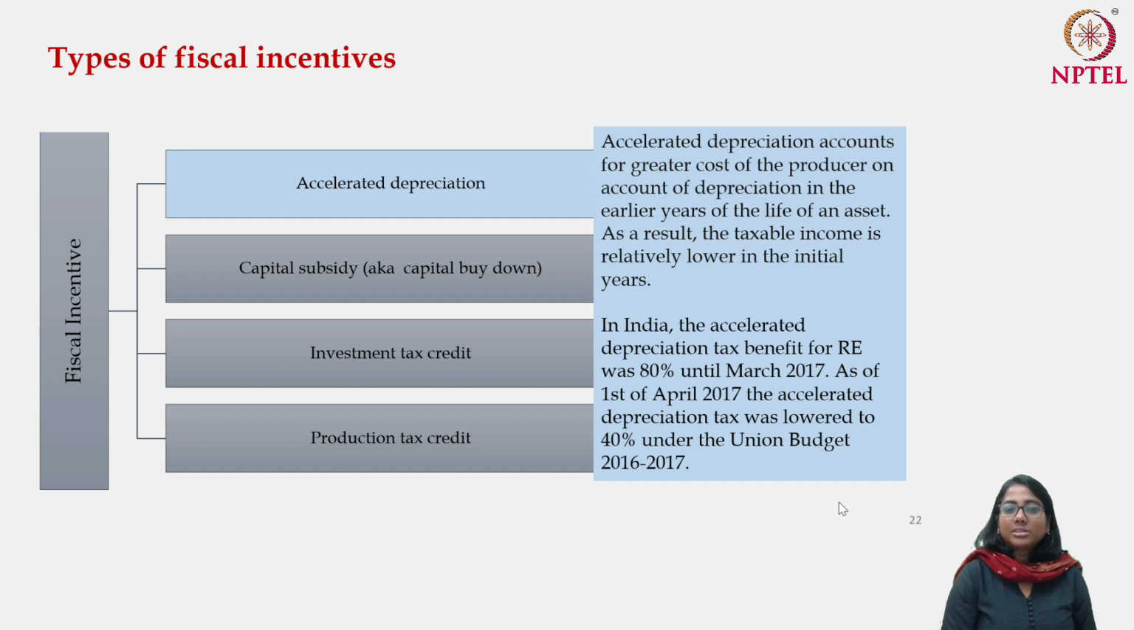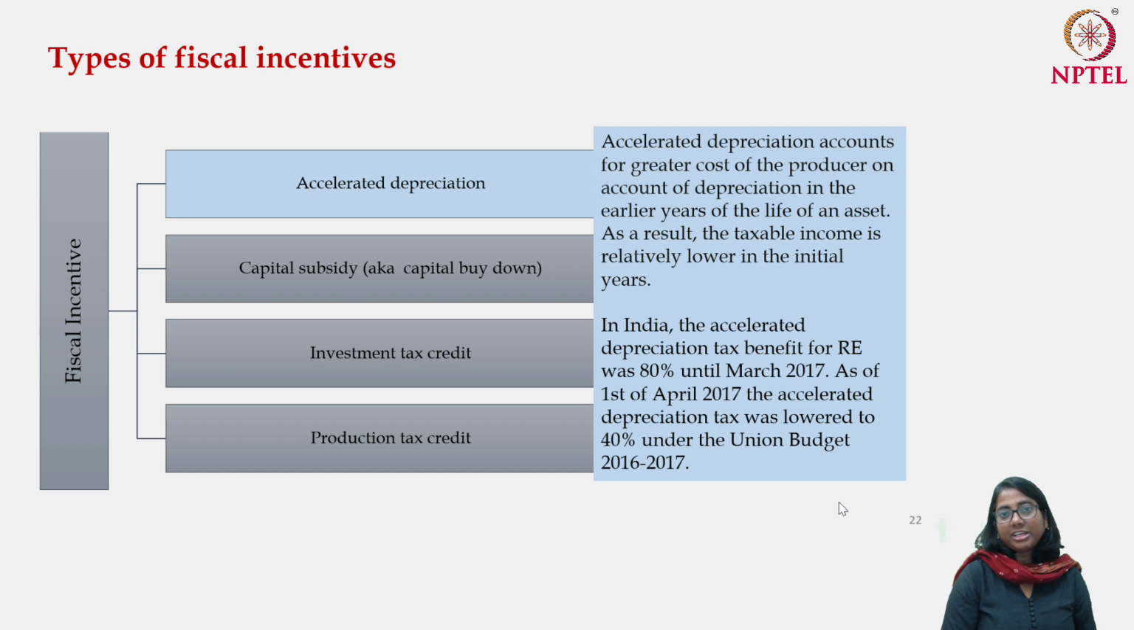And therefore this accelerated depreciation has both an economic as well as technical grounding in itself. In India, we actually have the policy of accelerated depreciation, but until March 2017, it was 80% accelerated. So in the first year, you could have shown 80% depreciation, and you get the tax benefit according to that.